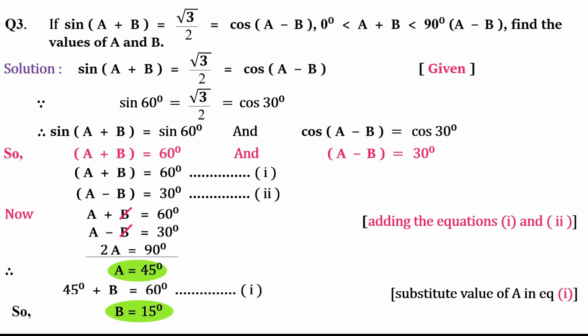So from here we got that a minus b is nothing but 30. From here we got the two equations. When we added these two equations, we got the value of a and b. First we got the value of a, then this value of a I substituted in equation 1. I could have substituted in 2 also, still I'll get the same answer. So I substituted it in 1, and after substitution I got the value of the second angle.